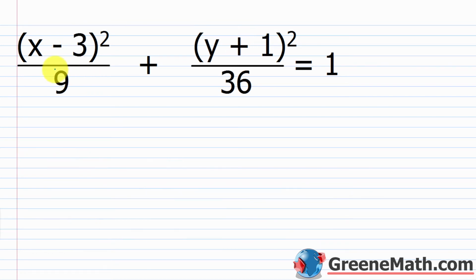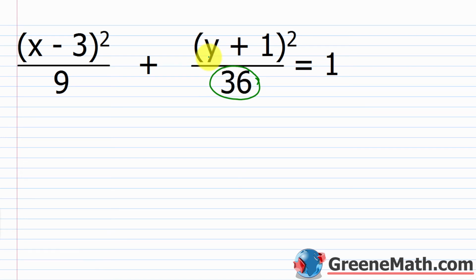All right, so let's take a look at (x minus 3) quantity squared over 9, plus (y plus 1) quantity squared over 36, and this equals 1. The first thing is this will be a vertical ellipse. We know that because the 36 is larger than the 9, and 36 is underneath where the y variable is.